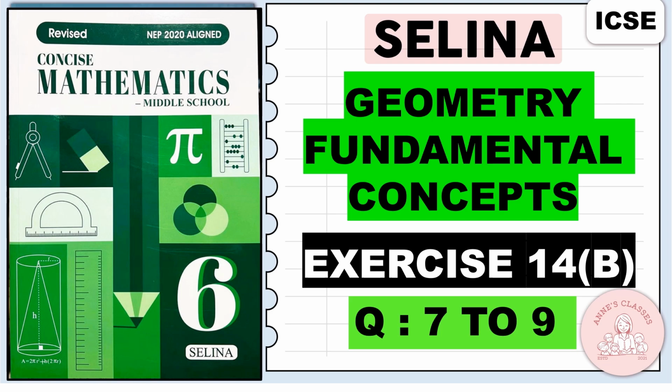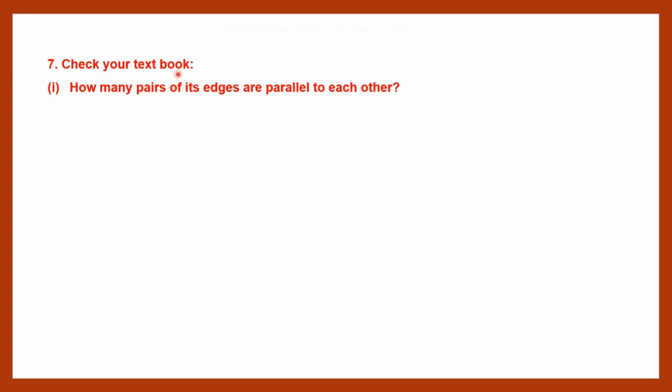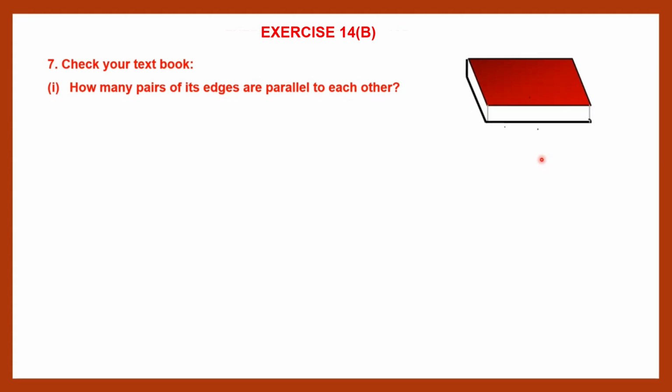Let's do geometry, fundamental concepts, exercise 14b. Question 7: Check your textbook and see how many pairs of its edges are parallel to each other. So now this is a textbook. Now edges, these are the edges. This is one edge, this is another edge. Similarly, we have edges here. So these are the edges of the textbook. Now the question is, how many pairs of its edges are parallel to each other?